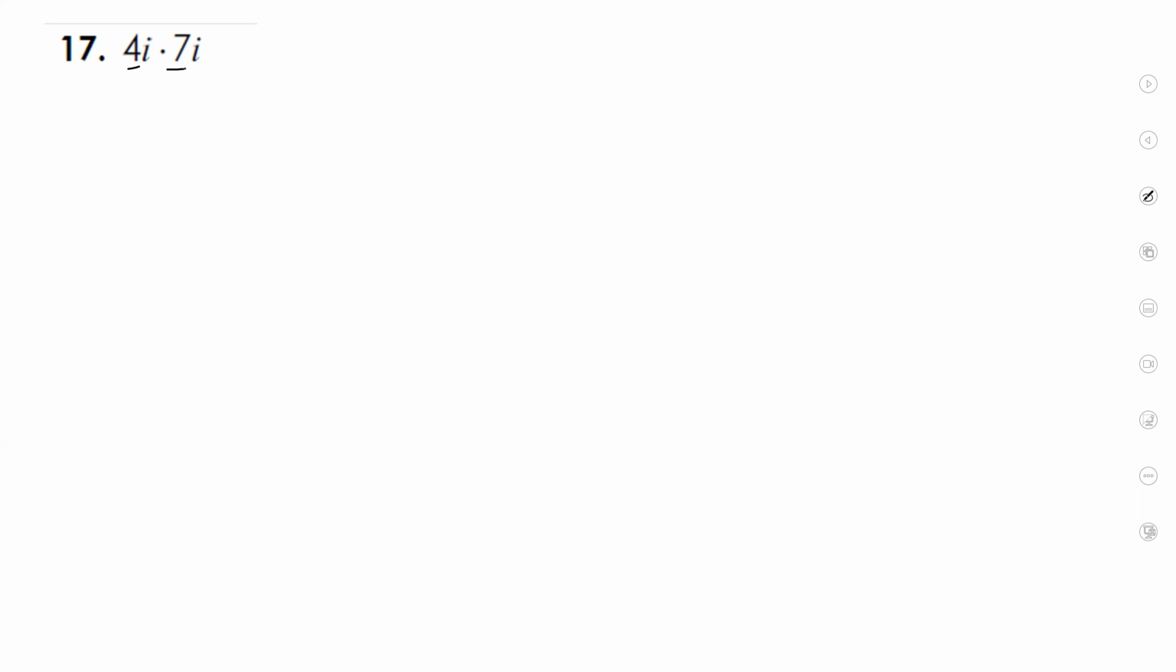Okay, so now we're going to multiply. What's 4 times 7? 28. What's I times I? I squared. But what did we say I squared was? -1. 28 times -1 is -28. So that's your answer.